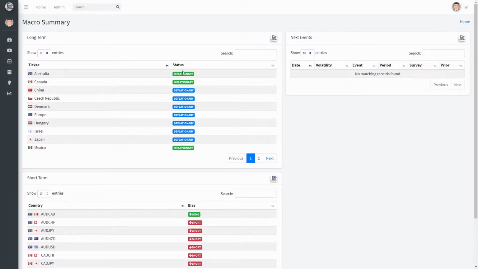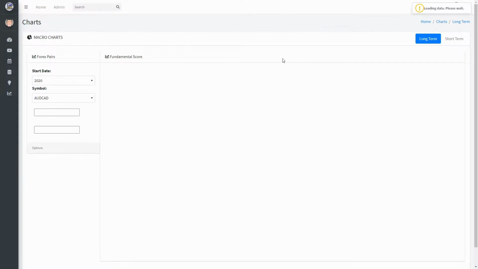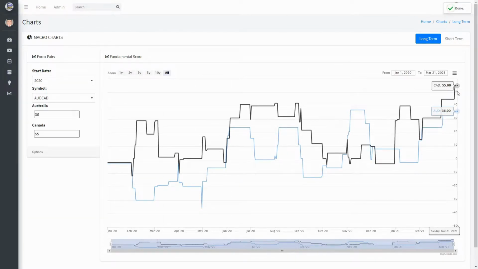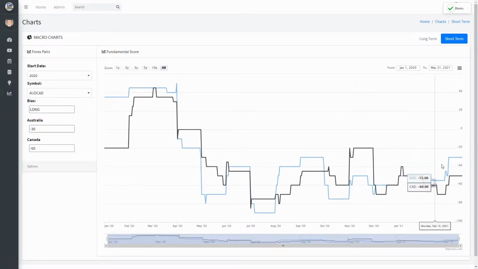Now the Australian dollar is inflationary and the Canadian dollar is inflationary as well. So we go over to the charts, have a look at the long term, and we can see that the Canadian dollar is stronger than the Australian dollar at the moment. For the long-term bias, we had a sell position on this due to the Canadian dollar being stronger. But if we go to the short term, we can see that it was buying up. The Australian dollar is stronger than the Canadian dollar in a short-term analysis.